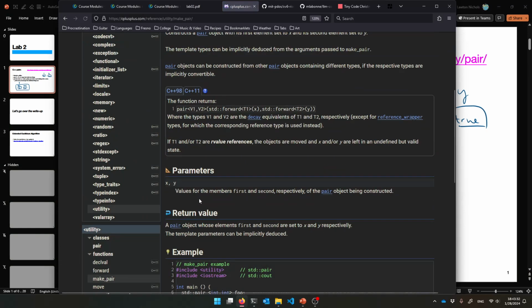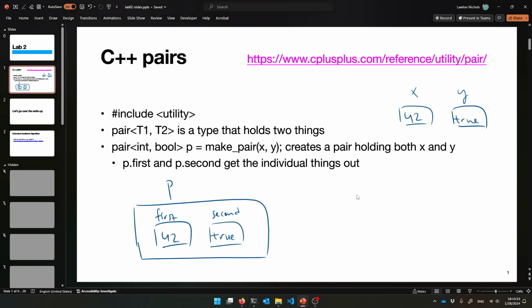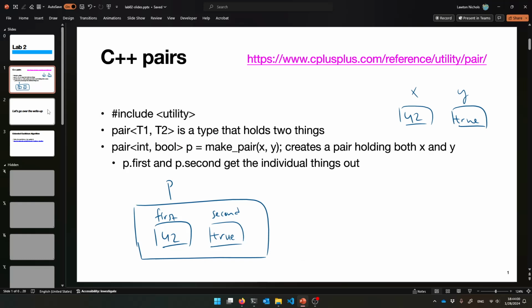And here's an example. If you click on it, it's like I'd like to make a pair of 10 and 20. I'd like to make a pair of 10.5 and A. You would usually want this to be a pair of a double and a char, but I guess it's been declared already to be an int and an int, and so it'll convert it. But normally you want it to be two separate types a lot of the time. Okay, so that's how you make a pair of things using the make_pair function, and to get the pieces out, you use p.first and p.second.